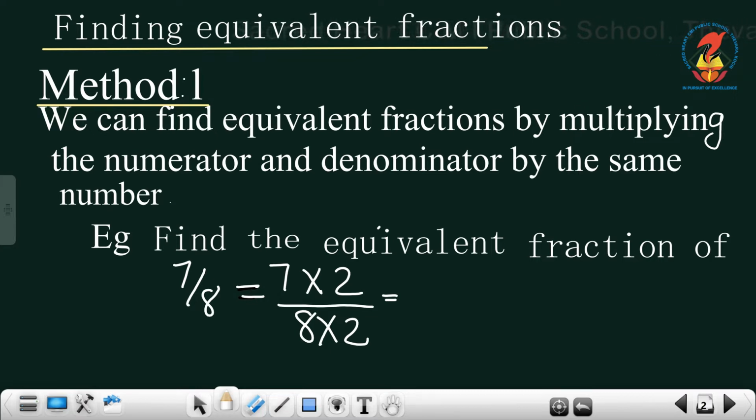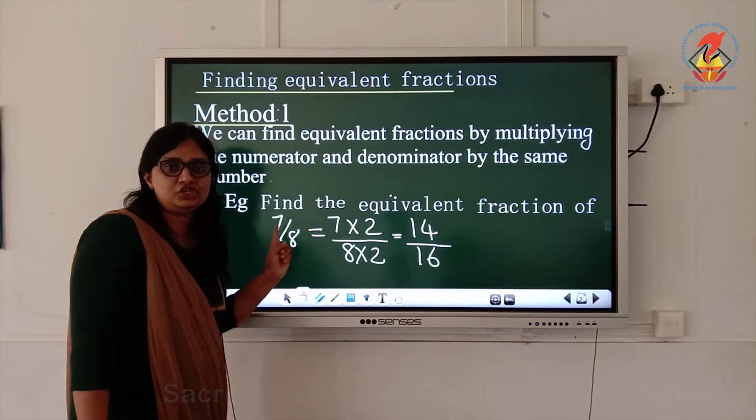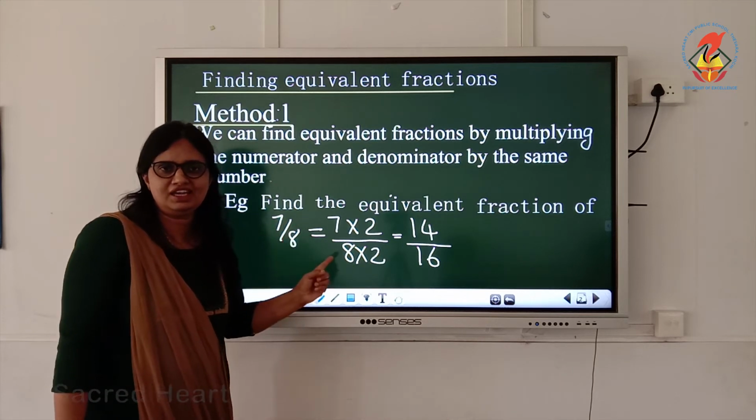7 twos are what? 14. And for the denominator, 8 twos are what? 16. See, here we multiply the numerator and denominator by the same number, that is 2. And what did we get? For the numerator we got 14, and for the denominator we got 16. Which fraction is this? 14 by 16. 14 by 16 is an equivalent fraction of 7 by 8.